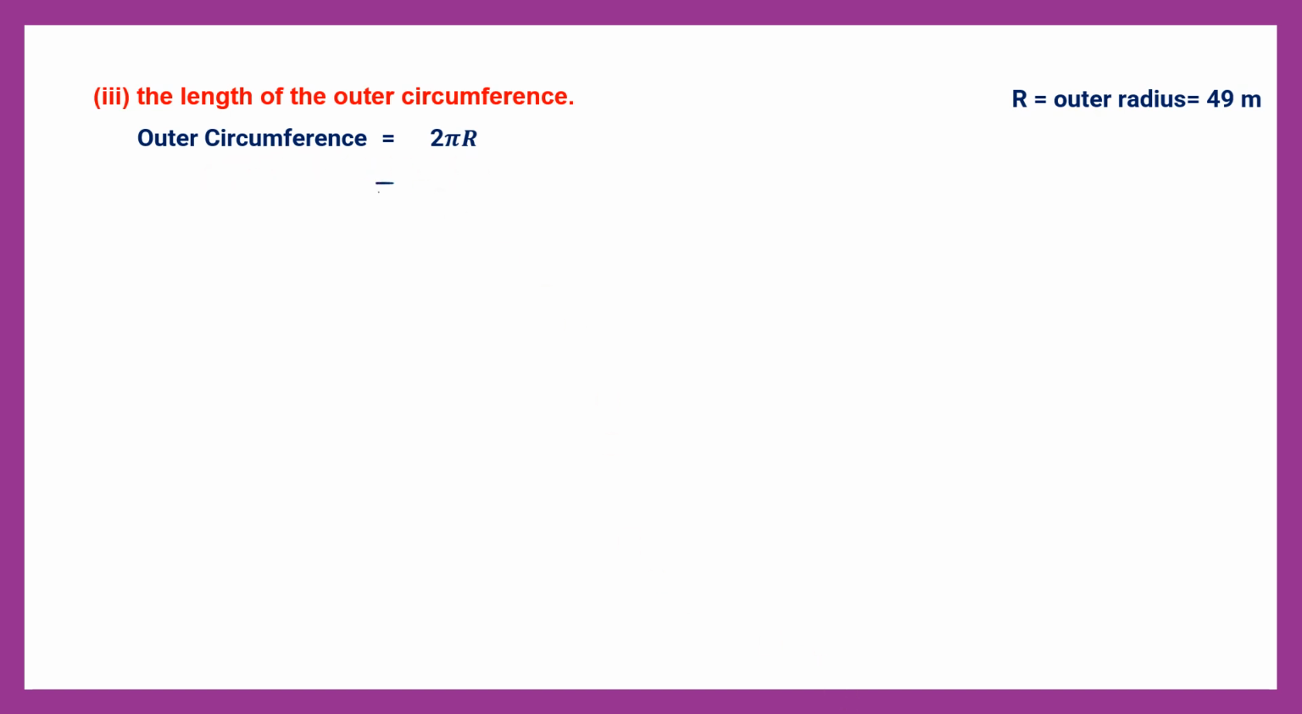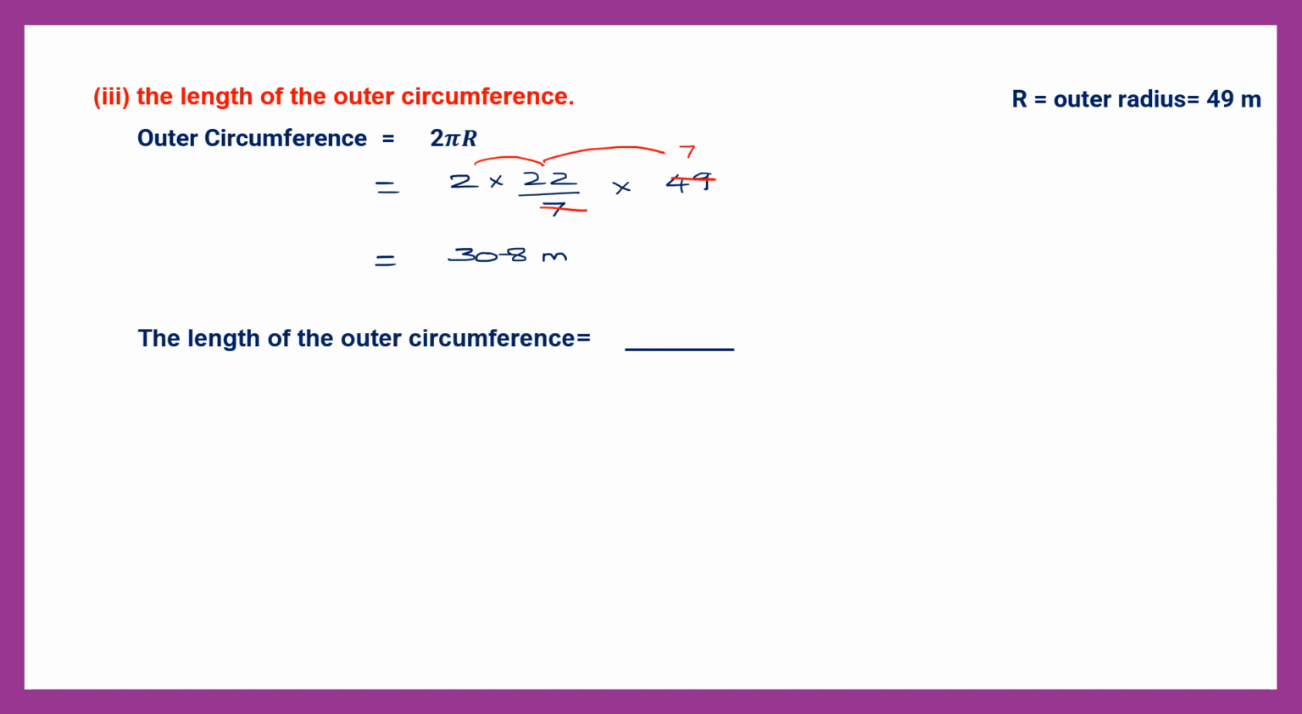So this will be 2 pi r, which is 2 into 22 by 7 into the outer radius, which is 49 meters. Now let's cancel. I can cancel 7 and 49. 7 sevens are 49. Now all I have to do is multiply. 2 into 22 is 44 and multiply 44 into 7. And that is 308. So this is 308 meters. So we have found the length of the outer circumference to be 308 meters. So this is our answer.